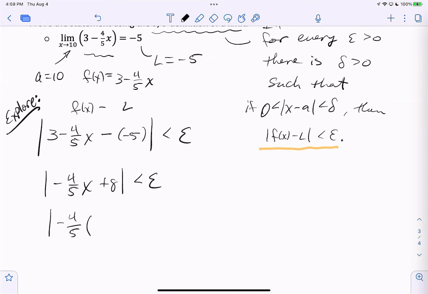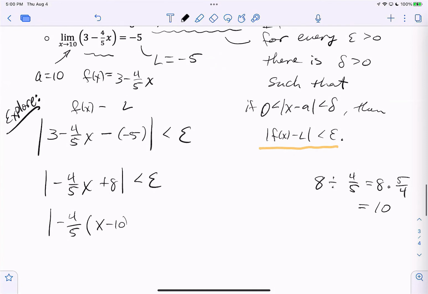And then inside here, I'm going to factor out a negative 4/5 inside the absolute value. So negative 4/5 times the quantity of x. Now what happens if I take 8 and I divide it by 4/5? Well, that's the same thing as taking 8 and multiplying it by 5/4, right? Because I'm looking at division, because factoring looks a whole lot like division. So that's going to be what? 40 over 4, that's 10. And the 4/5 was negative. So the absolute value of negative 4/5 times the quantity of x minus 10 is less than epsilon. Well, look at this. I have my x minus a right there.